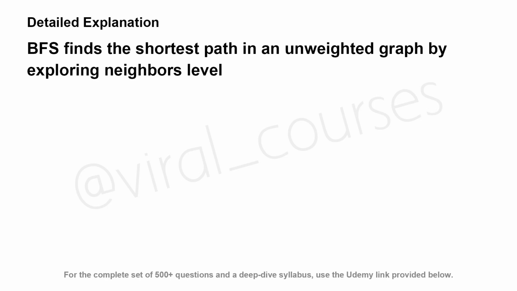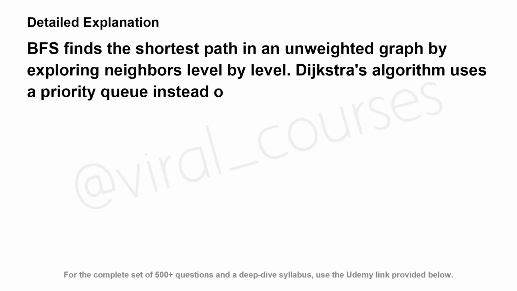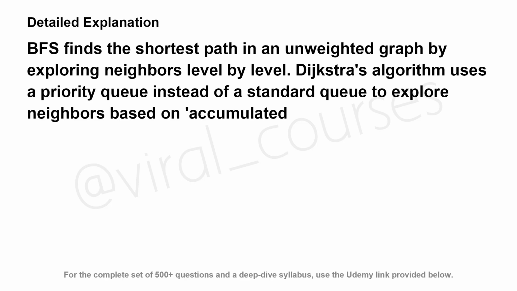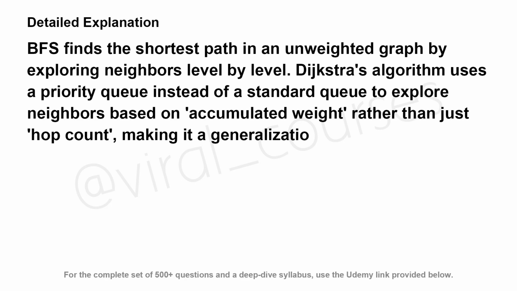BFS finds the shortest path in an unweighted graph by exploring neighbors level by level. Dijkstra's algorithm uses a priority queue instead of a standard queue to explore neighbors based on accumulated weight rather than just hop count, making it a generalization of BFS for weighted graphs.